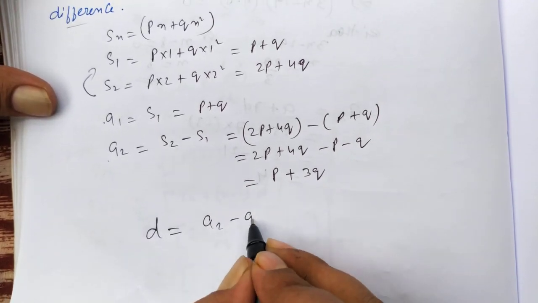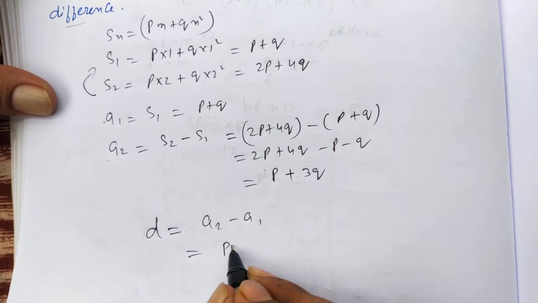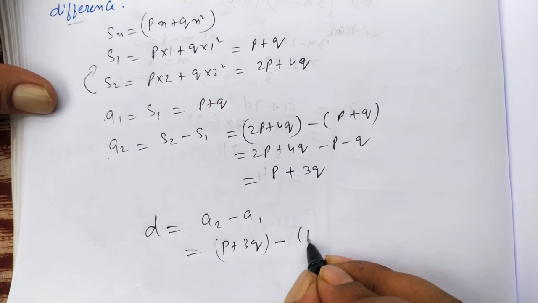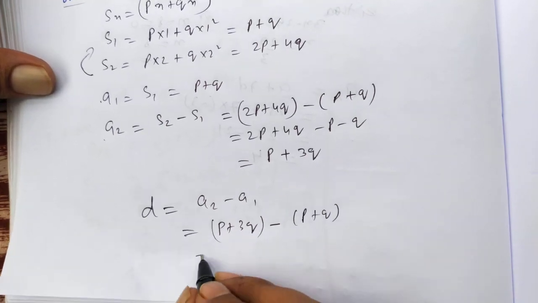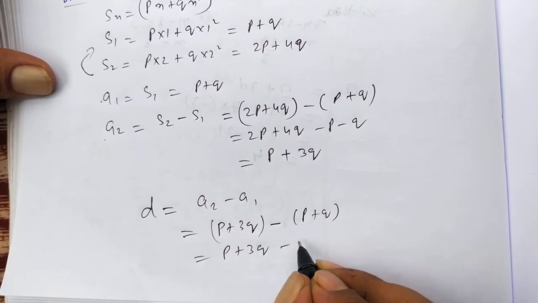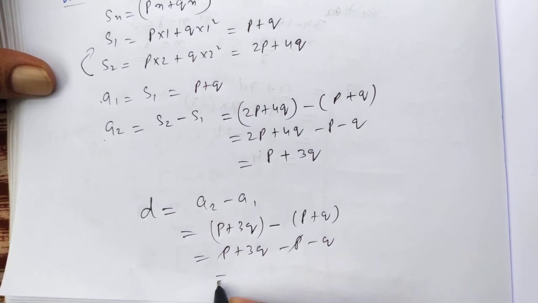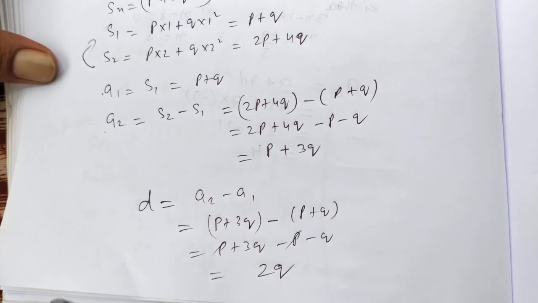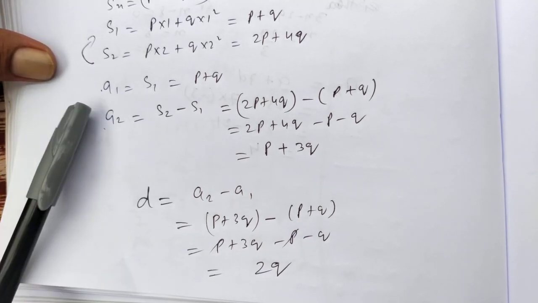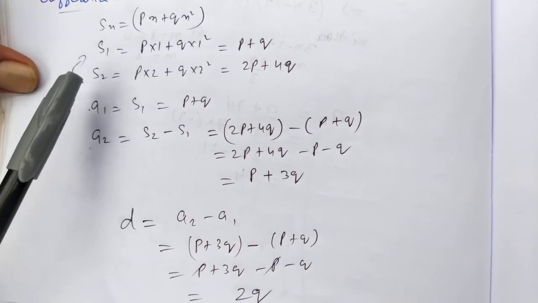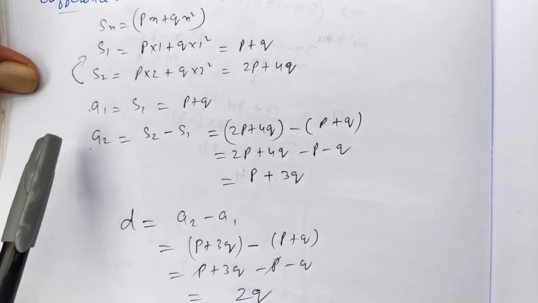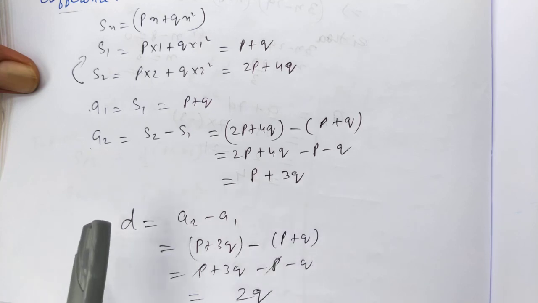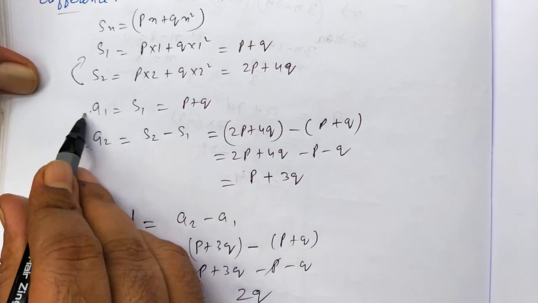Now if you find the D, it is always second term minus first term. So A2 minus A1. A2 is P plus 3Q minus the first term P plus Q. Solve this: P plus 3Q minus P minus Q. You are getting 2Q. So the common difference is always second term minus first term. So we first find the sum of the first term, the sum of the first two terms, then we find the value of the first term and the second term. Then to find the common difference, A2 minus A1.